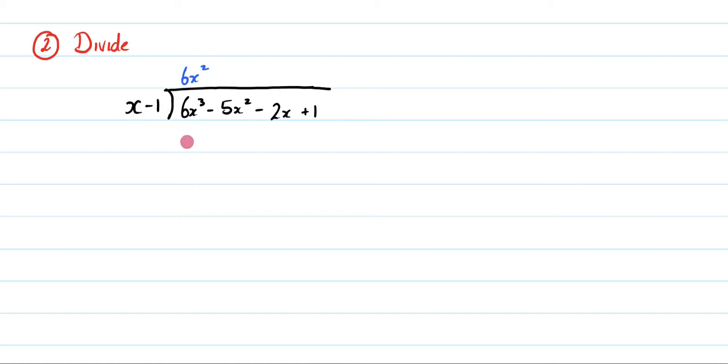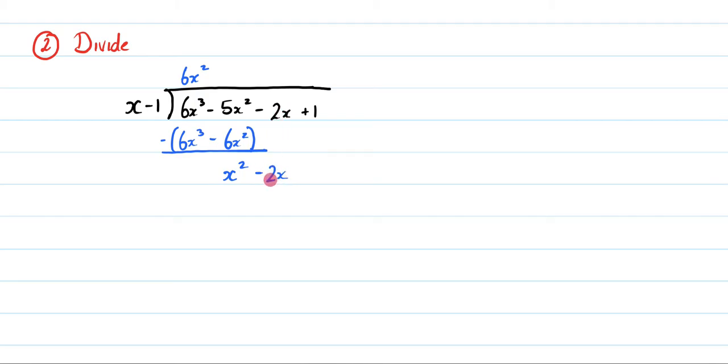6x squared times x is 6x cubed. 6x squared times negative 1 is negative 6x squared. Then I'm going to subtract. These are going to go away. Negative 5x squared minus negative 6x squared, that's going to become positive 6x squared, so minus 5x squared plus 6x squared is going to become x squared. Then I'm going to bring down this 2x.